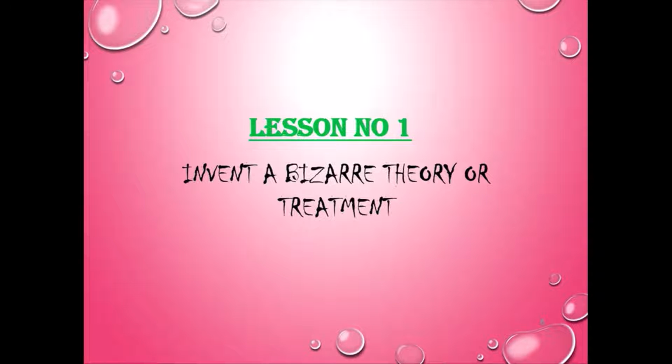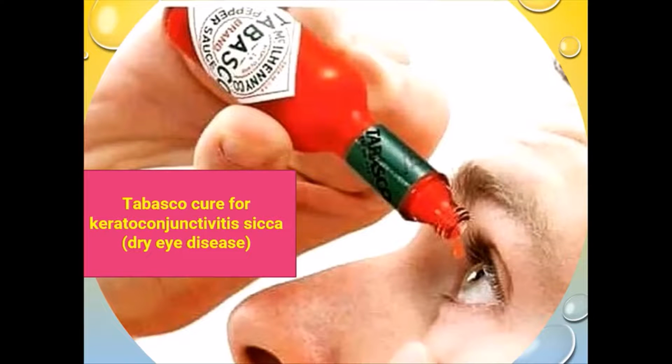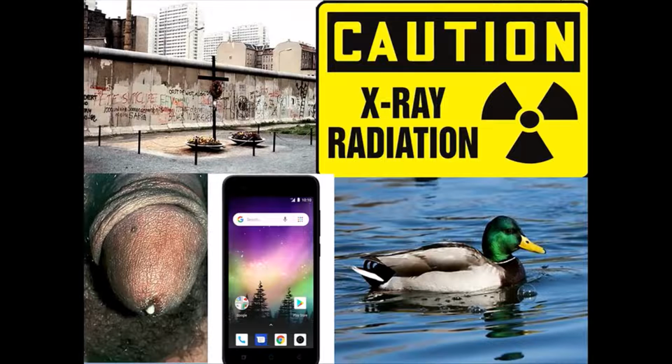The first lesson, at least in my field of research, alternative medicine, or so-called alternative medicine: you need to invent a theory that is bizarre or relates to a treatment, and there are many examples for that. For instance, the Himalayan cure for constipation is not very practical, might not serve the right purpose. This is one that I invented. It's also not very popular. And so you might look into something else.